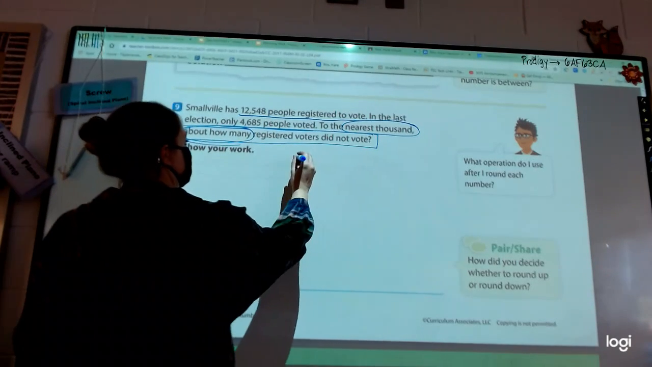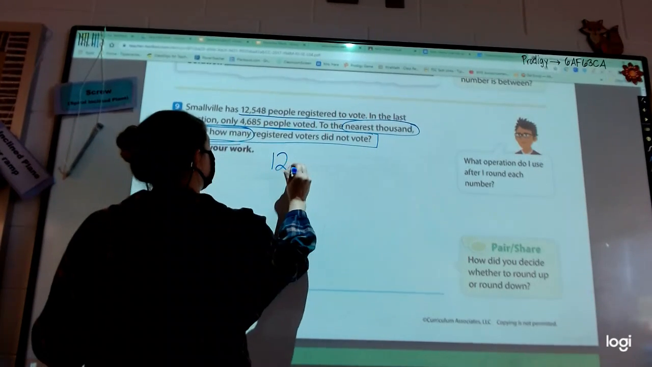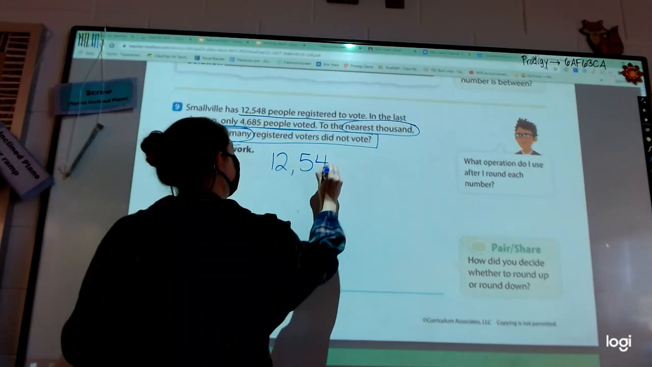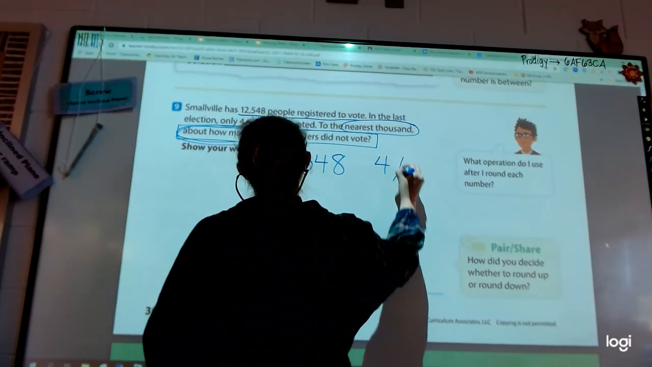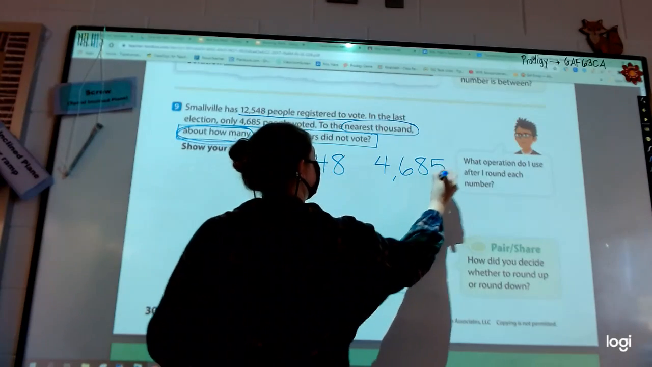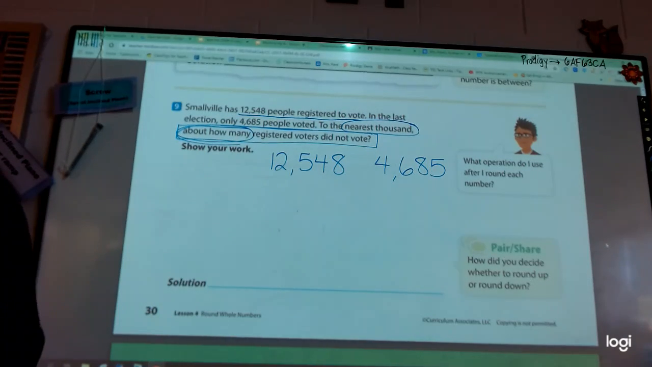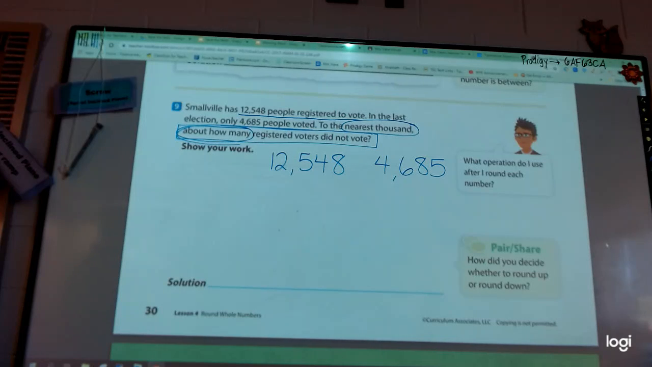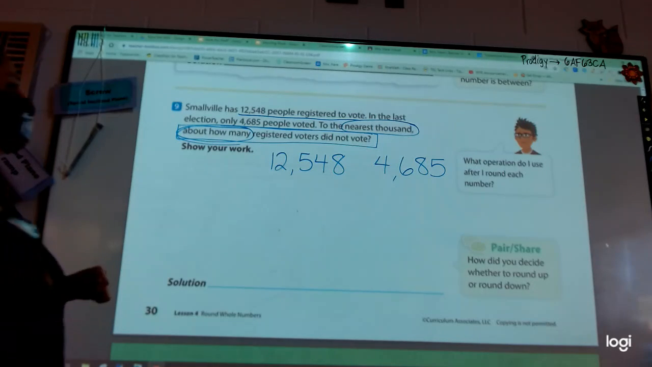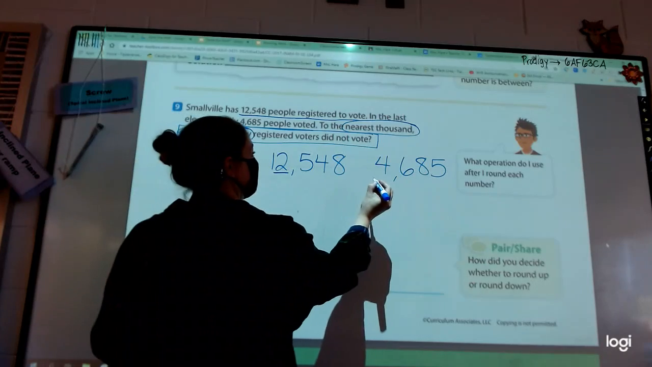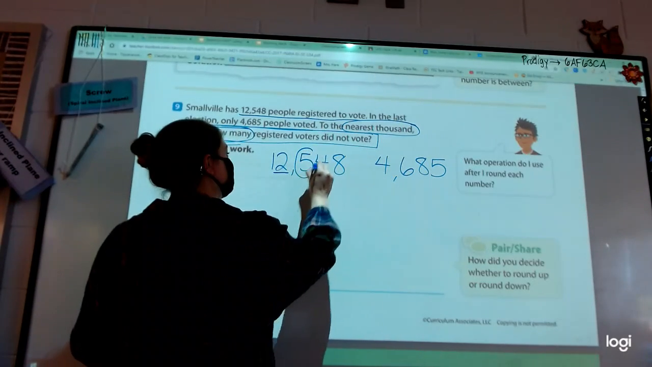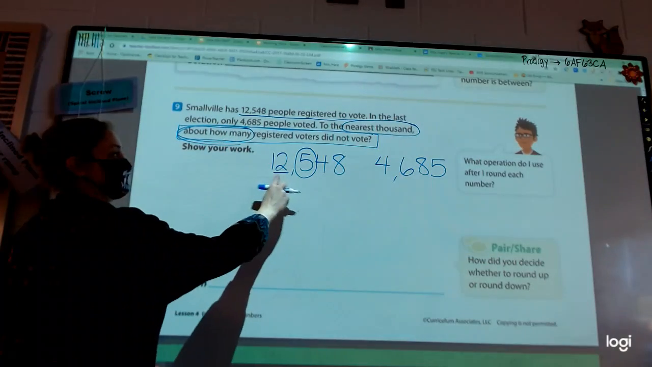So let's write both of our numbers down. We've got 12,548. And we have 4,685. And don't forget the basics. If we are rounding to the nearest thousand, which place must we underline? Angie? In the first number, the 2, and then circle the 5. Okay, underline the 2, circle the 5. Okay, that's the thousands place.